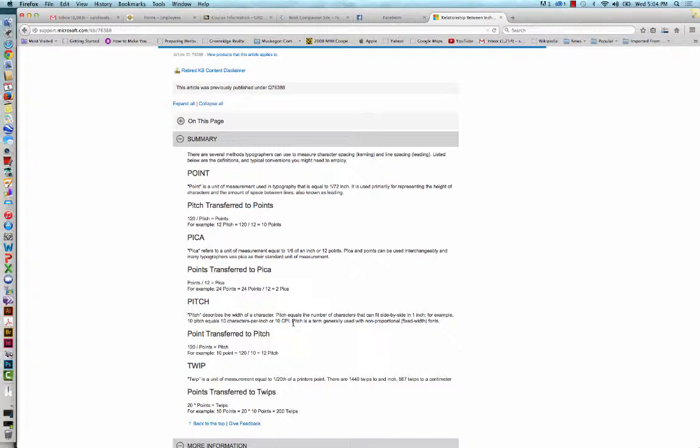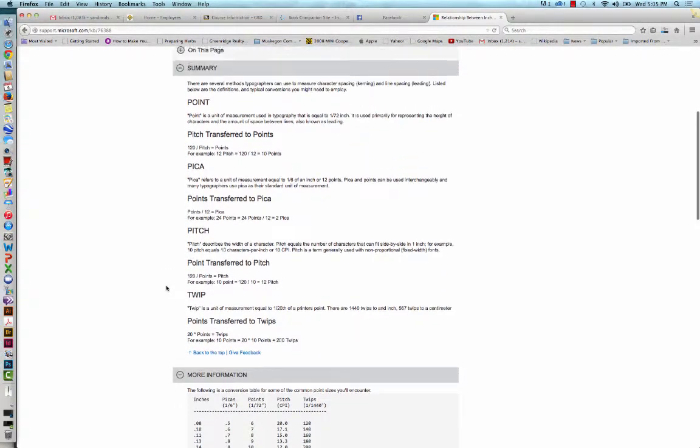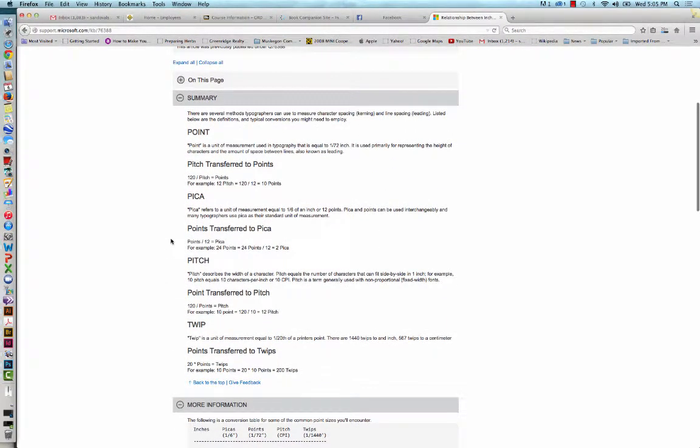And again, I don't know that I've ever had to use that in relationship to creating a design, so I'm not so sure that that's all that relevant other than just to understand what it is for a later point in time if needed. Pica, however, is a measurement that you will use on a fairly regular basis if you choose to do layout and design.